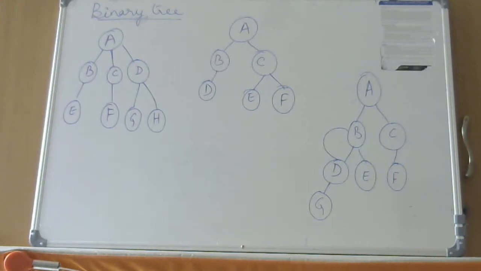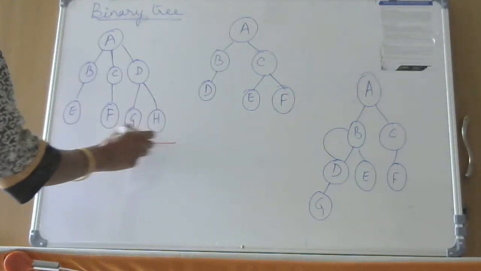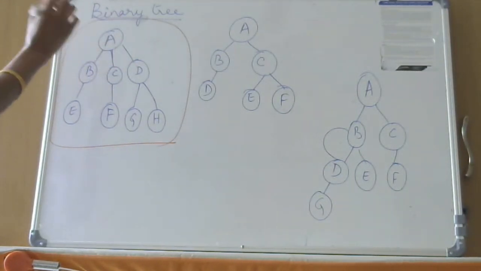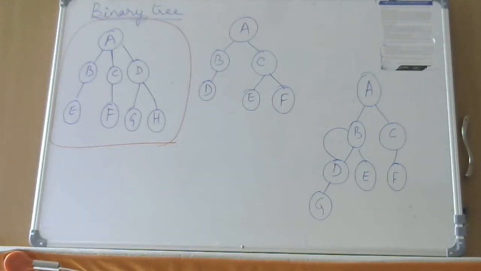These are a couple of other examples, a few more examples on binary tree. What do you think each of these should be now? Is it a binary tree or not a binary tree? Look at this. Is it a binary tree? A is a root node. What did I tell? Every node should have 0, 1 or 2 subtrees. Then you call it a binary tree.